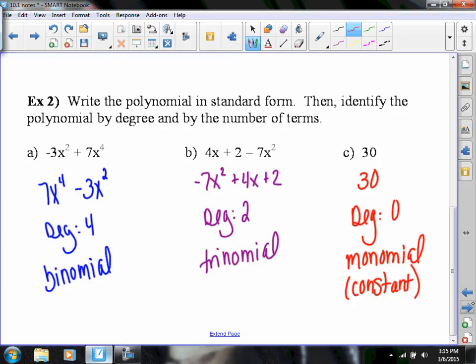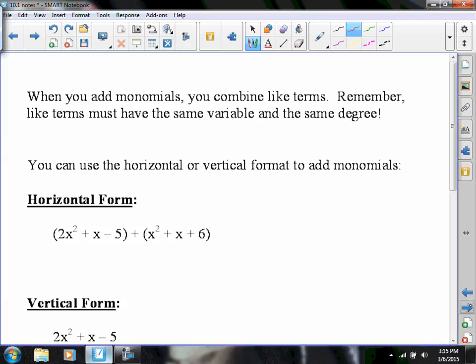Okay, so these skills are going to get you used to some vocabulary, and it's going to get you used to putting things in proper order, seeing the terms within the expressions, and that's going to help you when we're adding and subtracting polynomials. Now, when you're adding and subtracting the polynomials, it's basically like combining like terms.